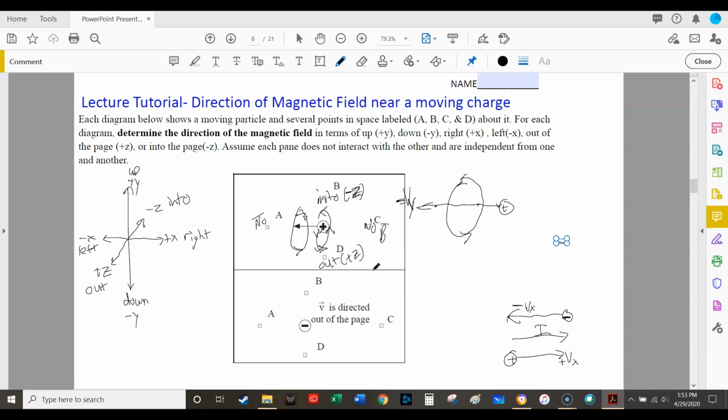So go ahead and pause the video now and see if you can answer the directions of the magnetic fields at A, B, C, and D. Pause it now, please.